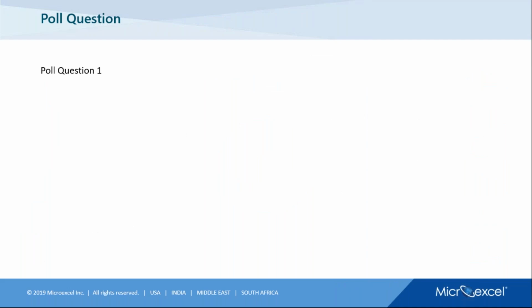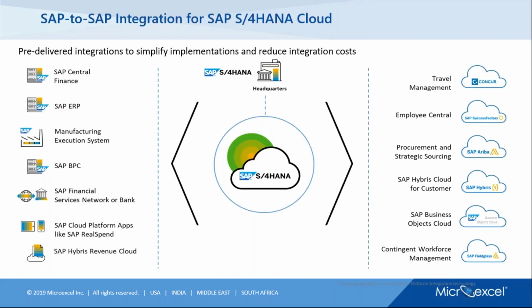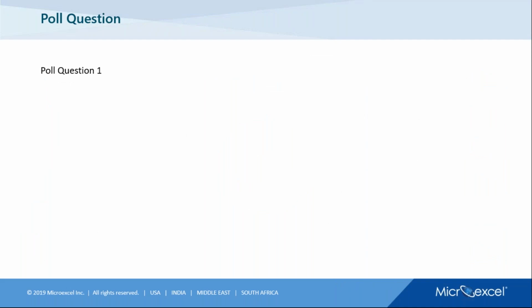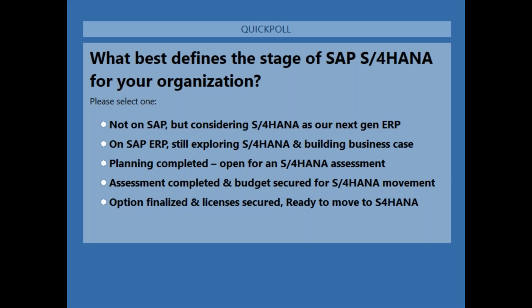So yeah, there is a poll question now. Sure, Nitin. I'm launching our first poll question for today. We'll request all the attendees to respond to this poll, and once I close it, we'll share the findings of the poll. So the poll question is, what best defines the stage of SAP S4 HANA for your organization? And you have to select from one of the options given there. We have 5 options, and all attendees can select their options in there.